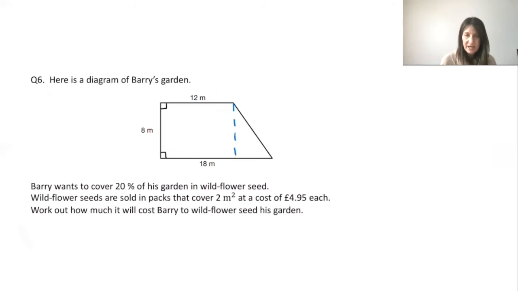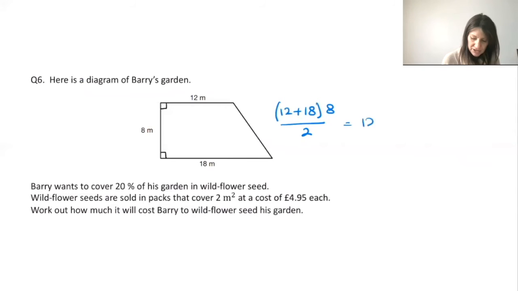It kind of lends itself to doing the area of the rectangle and the area of a triangle. However, we've done lots of work with the trapezium. We should be able to spot that and feel fairly confident. So A plus B is 12 plus 18. I need to times that through by the height and divide it by 2. Put that in and I get 120 out. So that's the area of the garden, 120 meters squared.